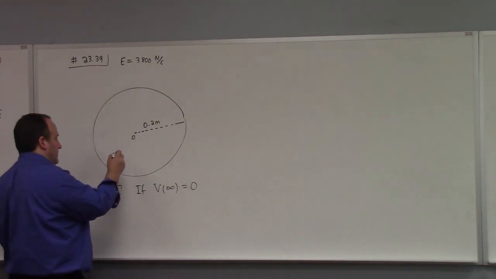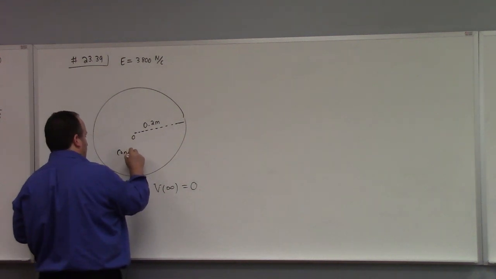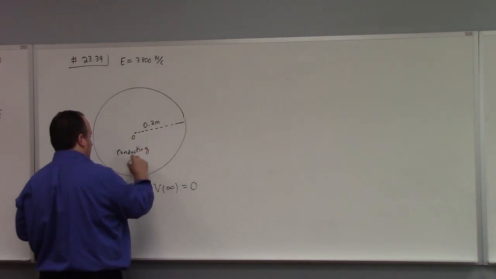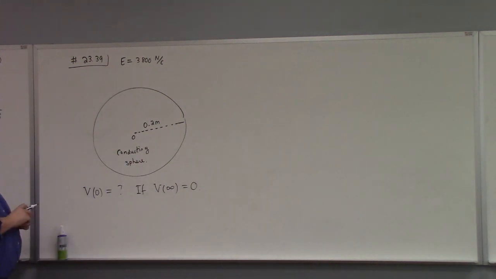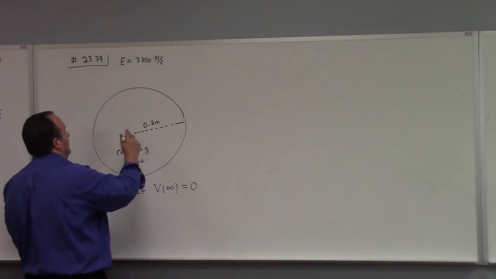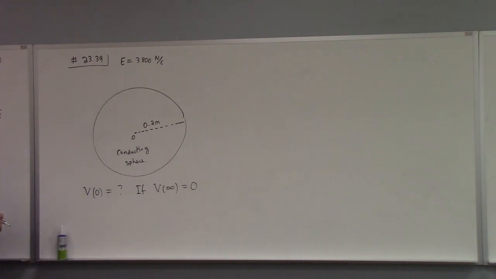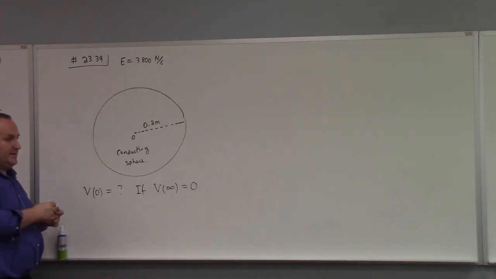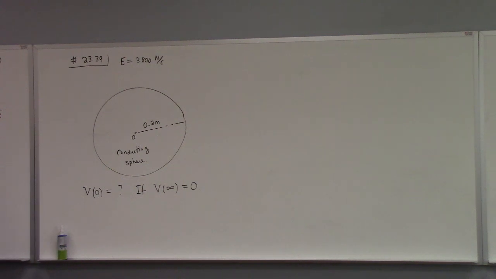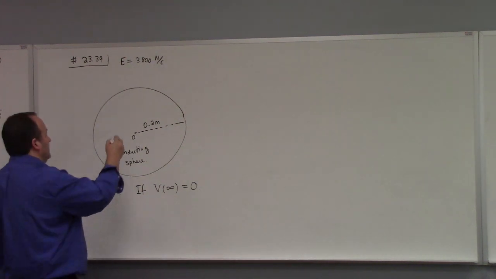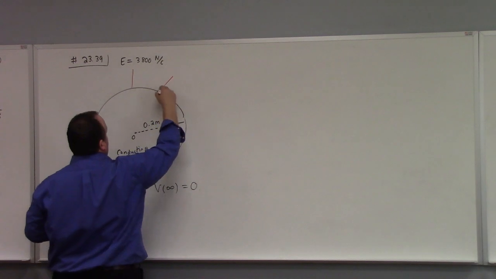So this is a conducting sphere. All right. And we know that the electric field is 3,800 newtons per coulomb right outside the surface, right? And it said it's directed inward as well, right? So if I was to draw some field lines, they look like this.